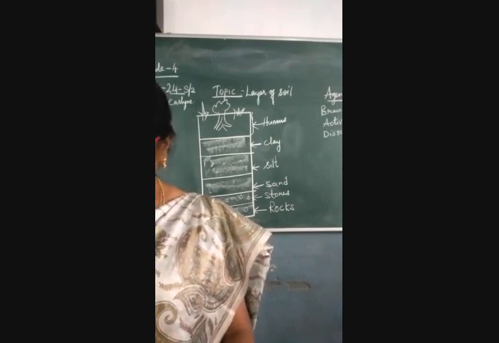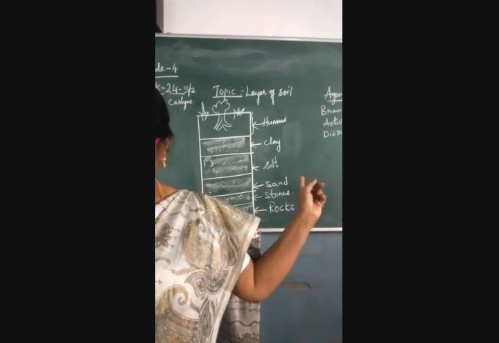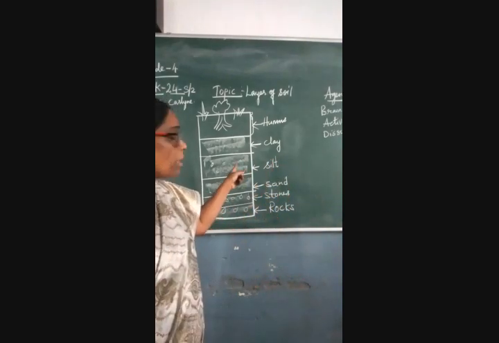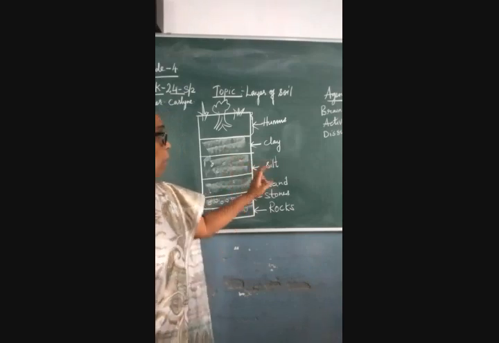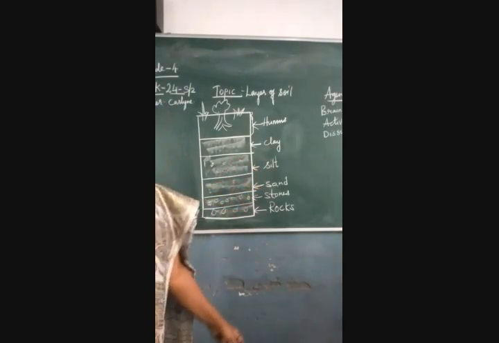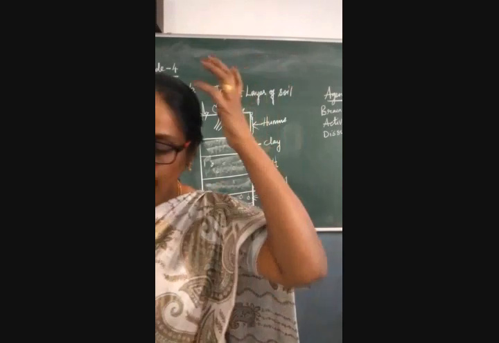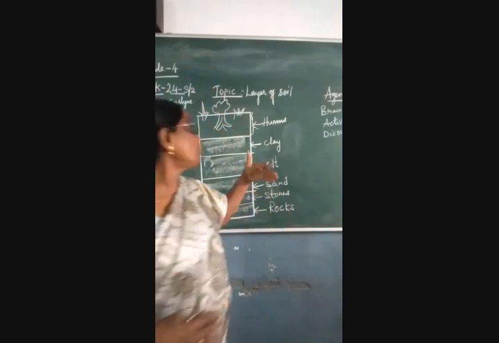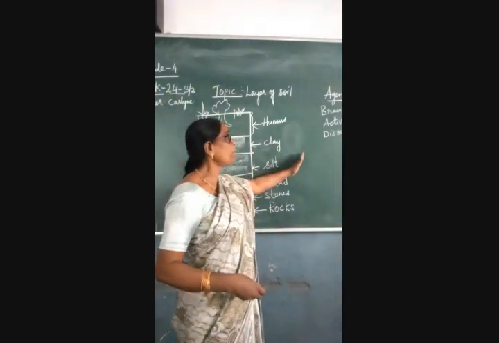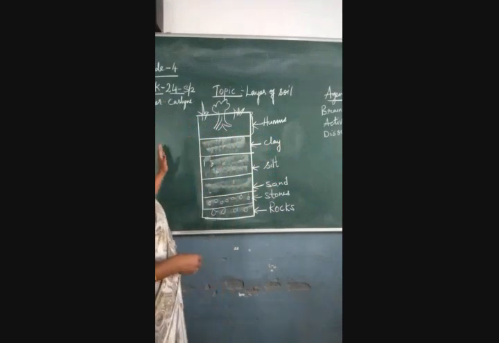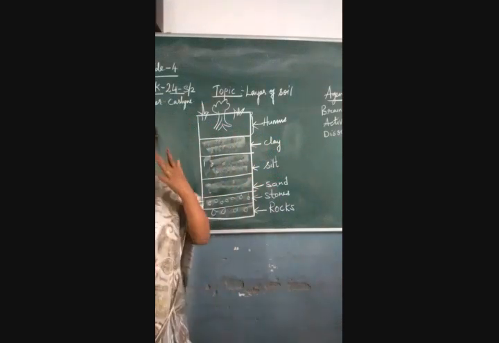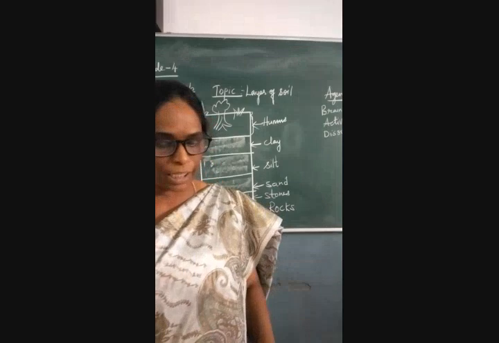The next layer contains fine particles of clay. Already I showed you. The third layer contains slightly bigger particles called silt. Now the fourth layer is sand, which has bigger particles. The bottom layer is made up of stones. As we dig the earth, we can see these layers. If you do the experiment I have just given you, you can find out the layers very easily. So do that experiment, children.